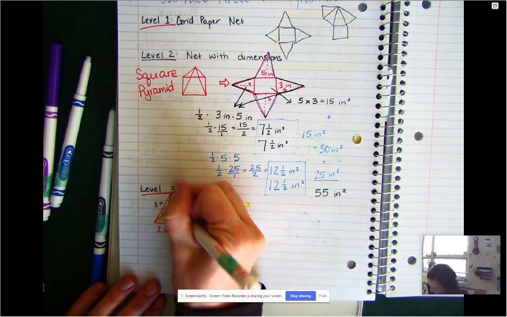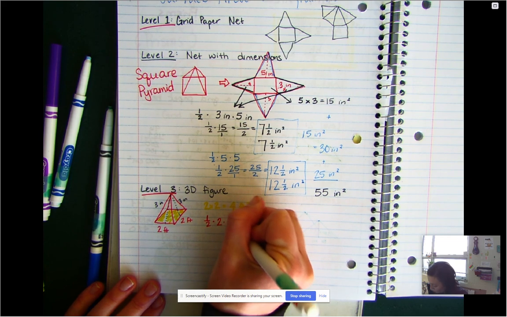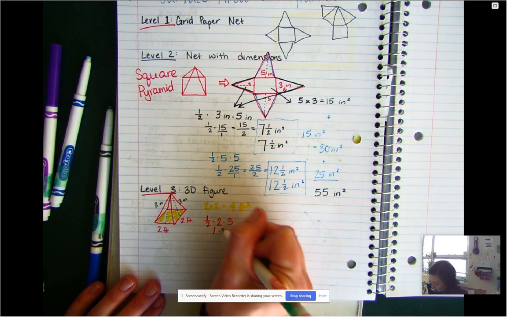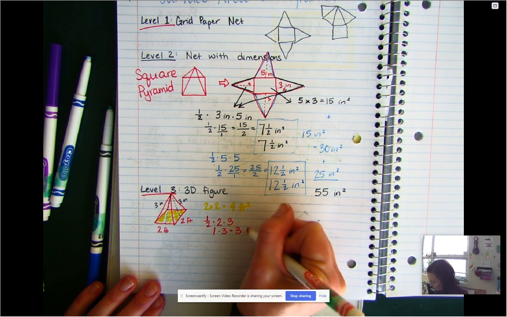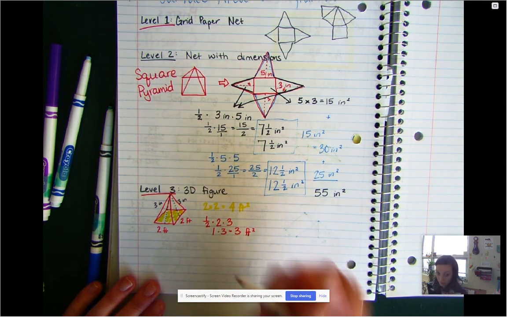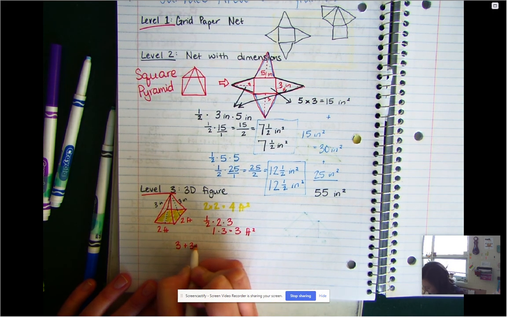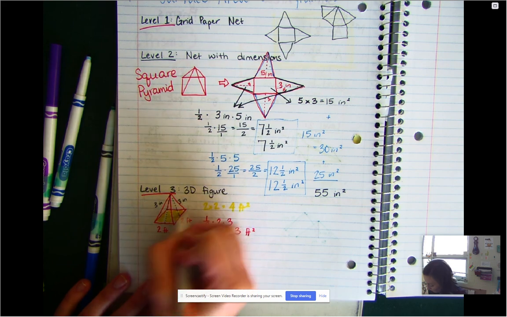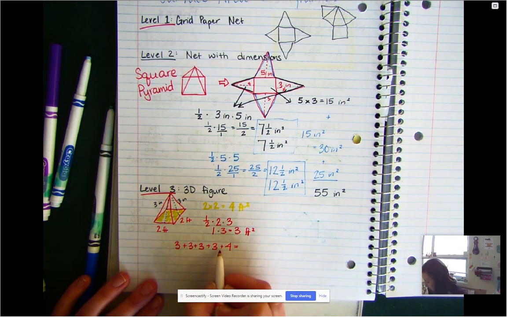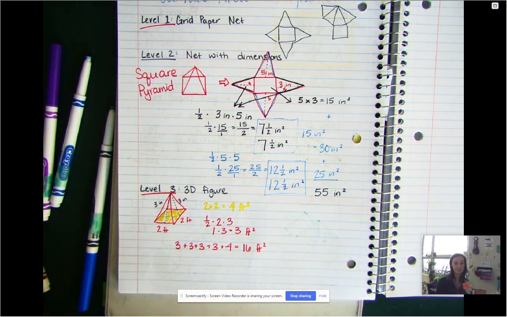So the area of any of these sides is going to be 1/2 times 2 times 3. Base times height. I know 1/2 times 2 is 1 times 3. 1 times 3 is 3 feet squared. So that means that every single one of these sides has an area of 3 feet squared. This one, this one, this one, and this one. So when I add up 3 plus 3 plus 3 plus 3 for my 4 triangles plus 4 for my square on the bottom, this equals 12 plus 4 is 16 feet squared. There we go.